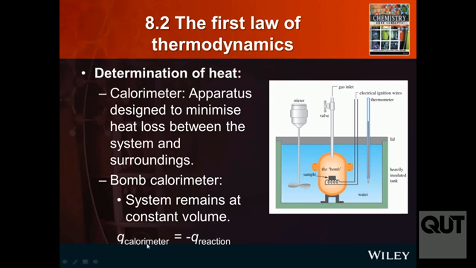The Q of the calorimeter is equal to minus the Q of the reaction. So what does that mean? Well, if I have a reaction that is giving off heat, then that heat will be absorbed by the calorimeter. So what we've got is like a system within a system. What we've done is insulate the surroundings away from the universe, if you want to look at it that way, so that anything that occurs inside this heavily insulated tank, any temperature change, is going to reflect the amount of heat that is produced or lost by the chemical reaction.